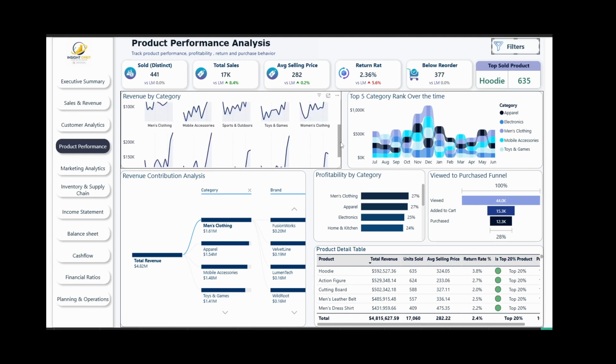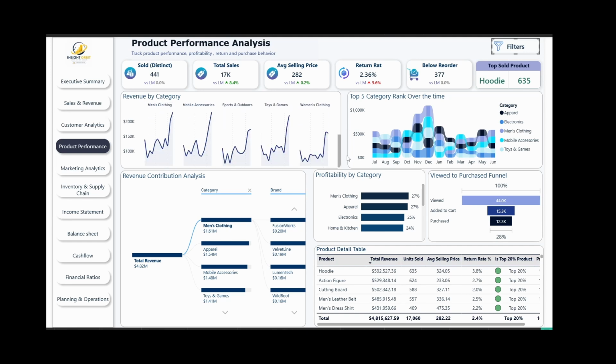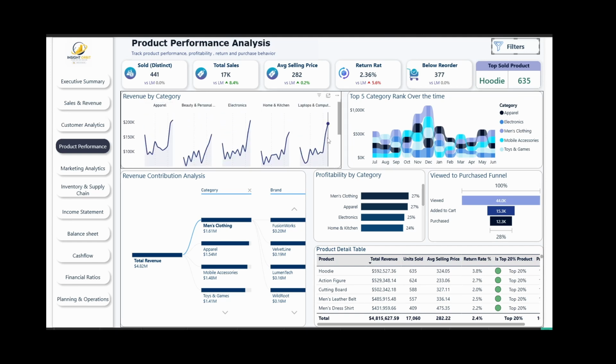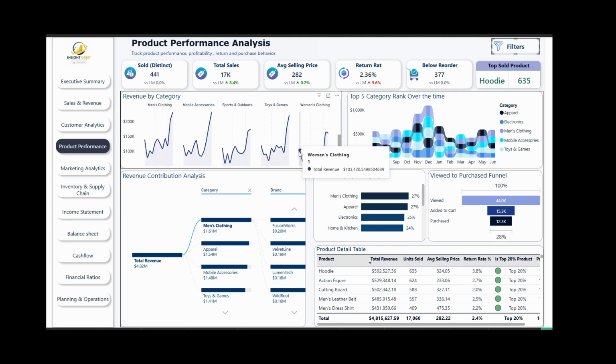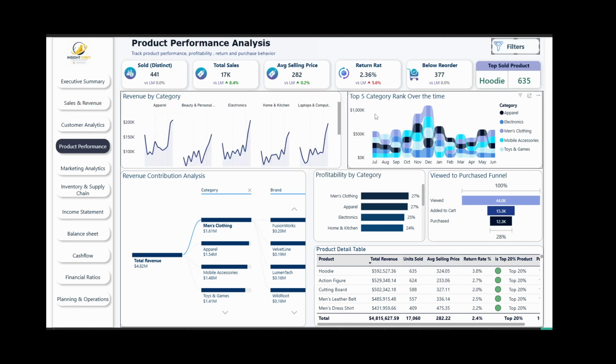And revenue by category. The first visual is revenue trends by category. Here I use the small multiples Power BI feature instead of showing one crowded line chart with many categories together. Power BI creates a separate mini chart for each category. This makes it easier to compare trends and identify growing categories, declining categories, and seasonal patterns. For example, the business can quickly understand whether electronics sales are growing faster than fashion products.